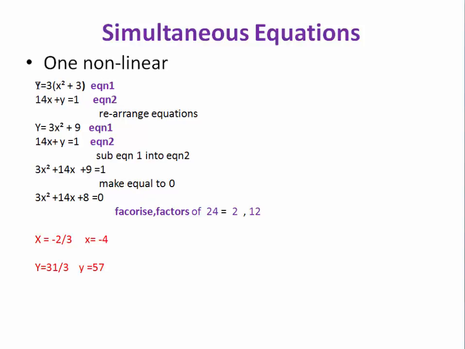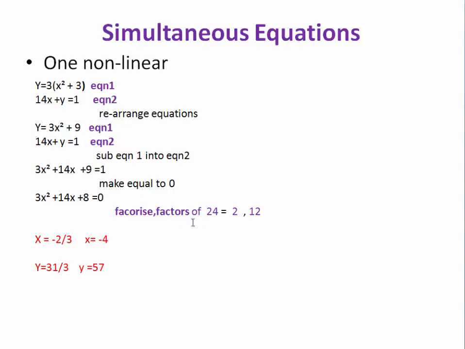Substitute this y into equation 2, substitute the quadratic into the linear. So we're going to have 14x plus y, which is this quadratic 3 brackets x squared plus 3, which we arrange to be 3x squared plus 9. So we have 3x squared plus 9 plus 14x equals 1. Make it equal to 0. So the quadratic equals 0.